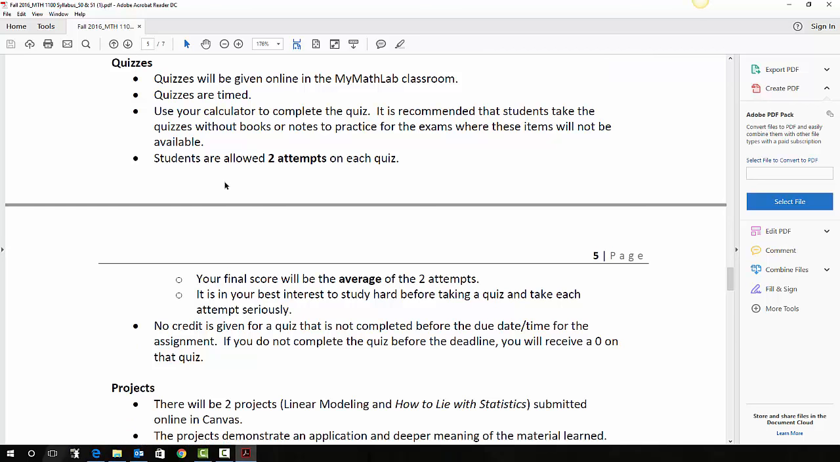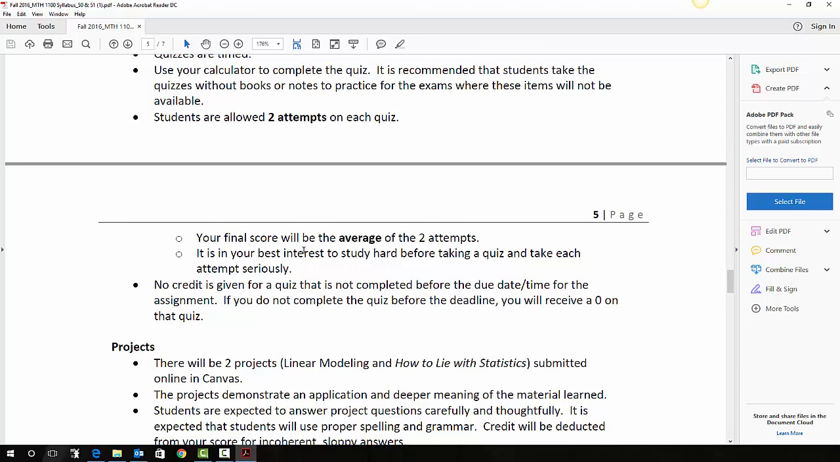I give you 2 attempts on each quiz, and I'm going to average those 2 attempts to compute your final grade. So it's real important to take that first attempt very seriously, because if you get a very low score, and then you take the quiz again, let's say you get a 50 the first time, and then you get an 80 the second time, right? The average of those two would be right in the middle, so that would be 65. You'd get a 65% if you got a 50 and then an 80. So it's important to take it seriously, study for the quiz, and try your best.